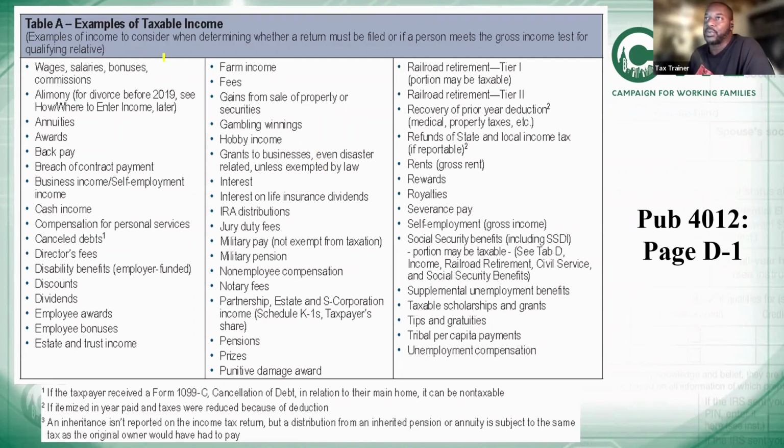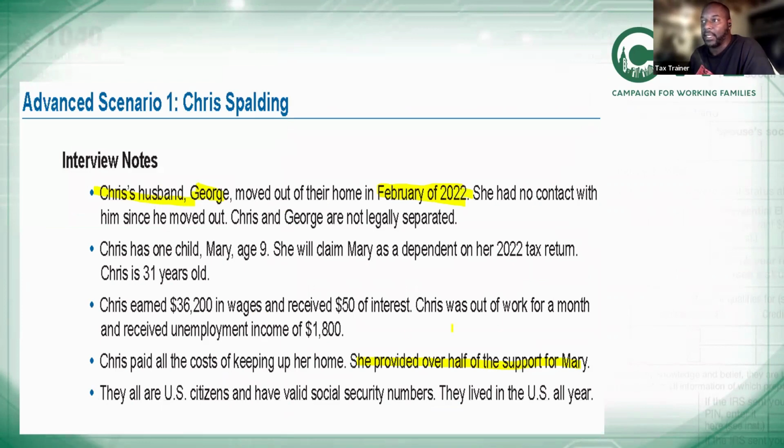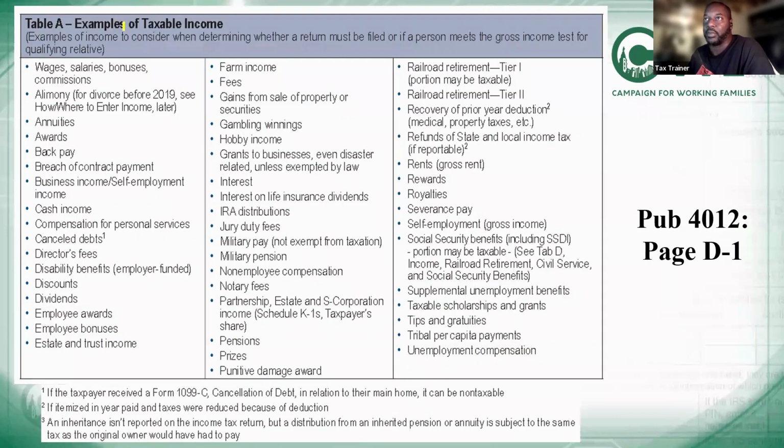Again, these are just examples of taxable income. I actually do not need this slide to be here, so I may remove it. I don't know why. Oh, I think I know why this is here. Unemployment. They said something about unemployment income of $1,800. This is in here to remind folks that unemployment income is taxable income. So they do want to definitely include that.